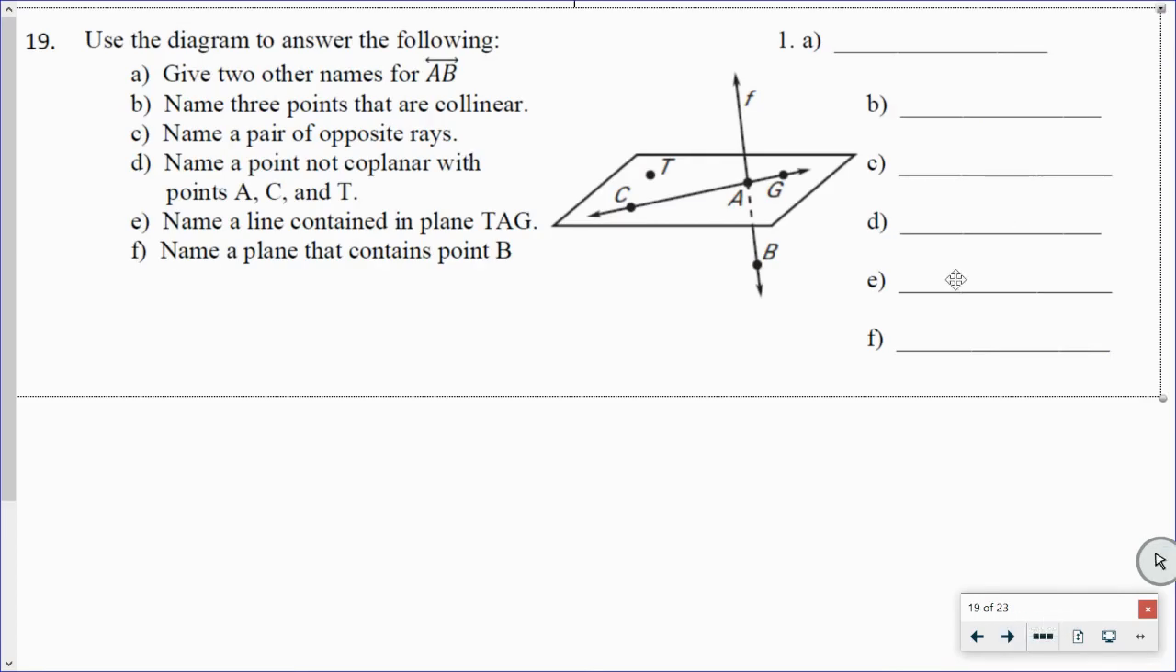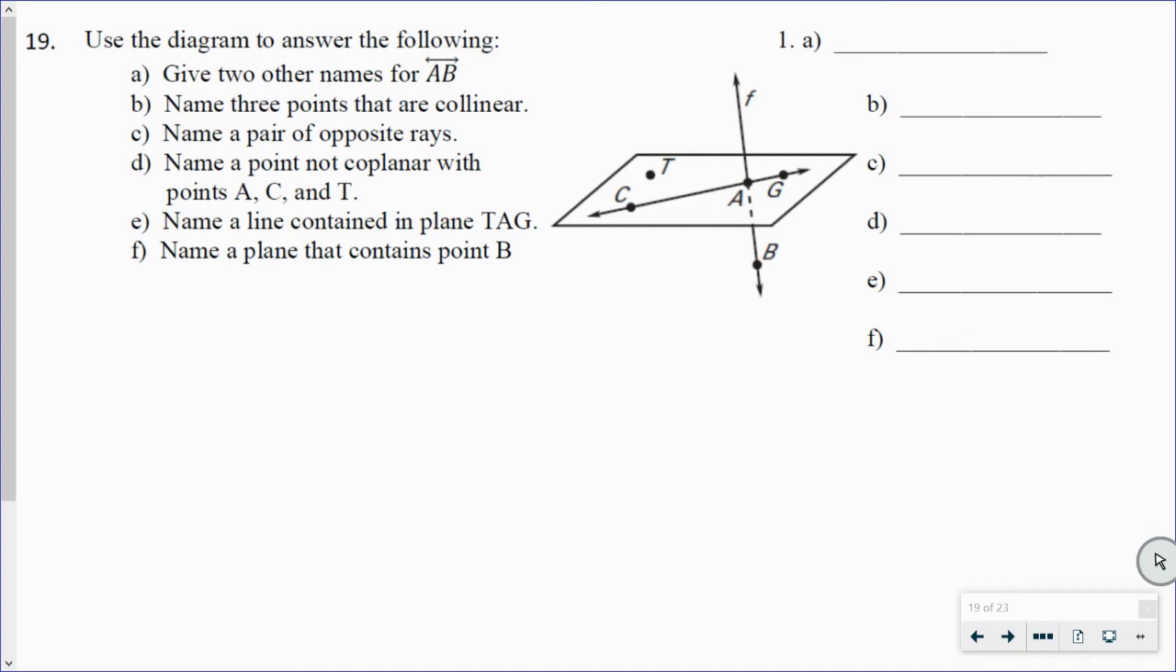Okay, so we got another diagram here. And again, sometimes on these you can have multiple answers. So give two other names for line AB. So here's line AB. One is line F, because that's that lowercase cursive letter there. You could also say, they said line AB, we could say line BA. You can switch the direction of those, or switch the order of those letters.